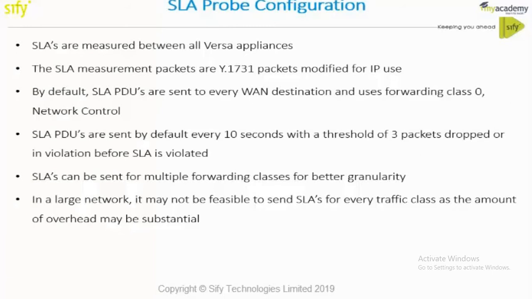Next, SLAs can be defined per forwarding class, meaning we have 4 forwarding classes: network control, expedited forwarding, assured forwarding, and best effort. These are the four classes we have, and for each class, we can define an SLA group. However, based on design recommendations, it's only suggested to use expedited forwarding for data and network control for control traffic, which is towards the controller.